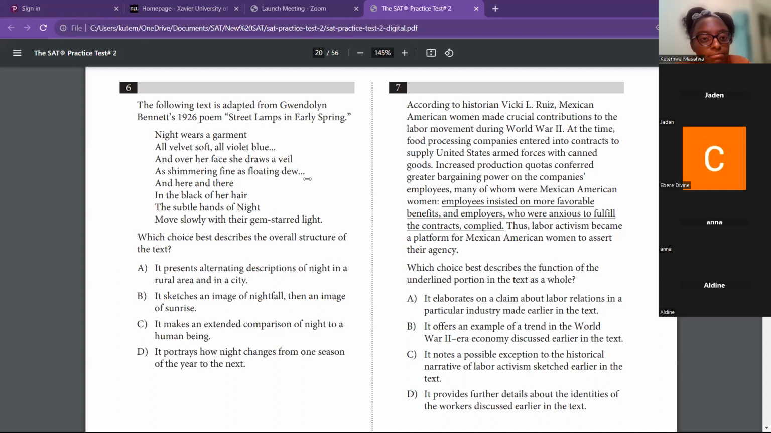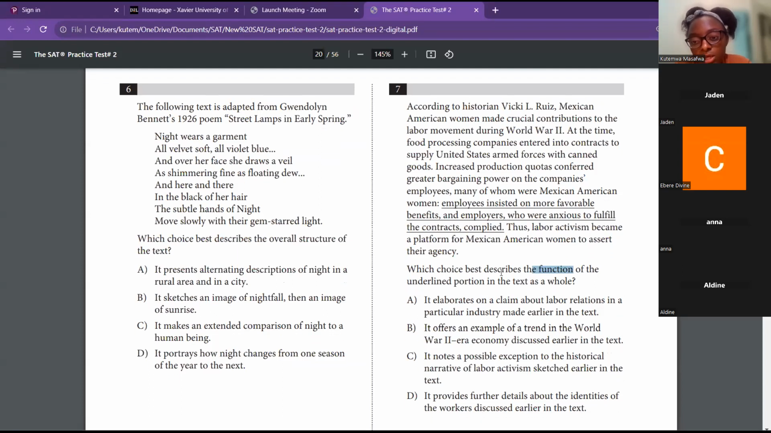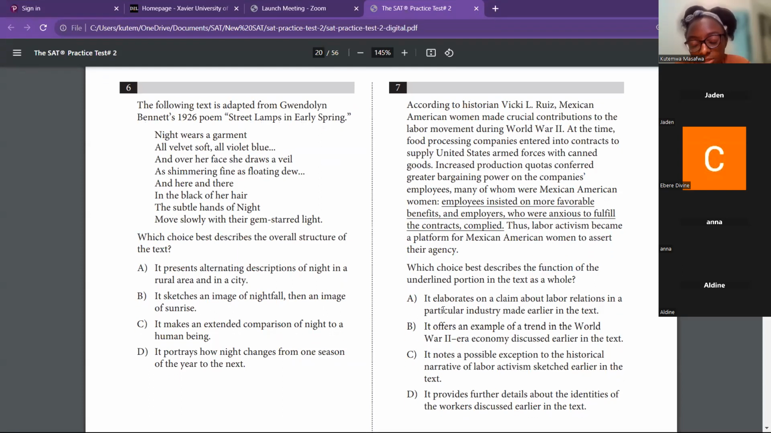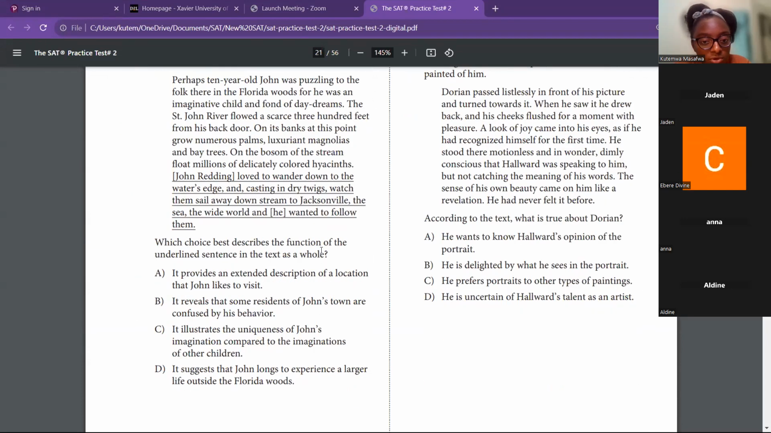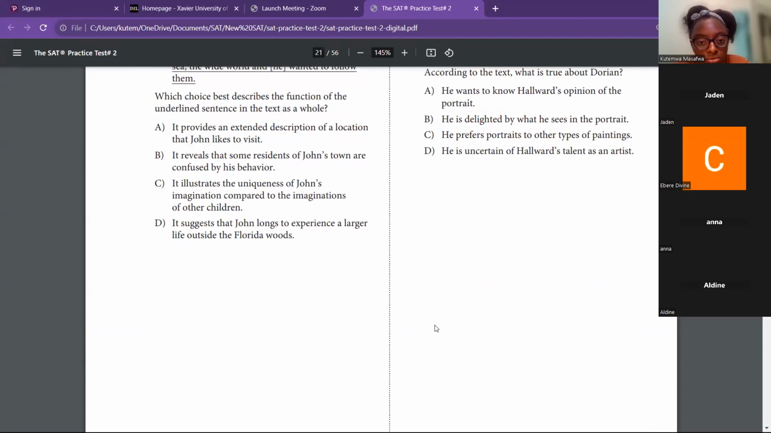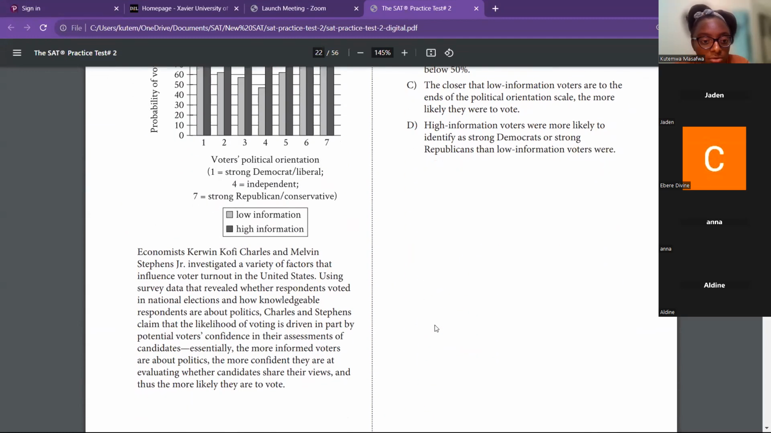Okay. So question 7 is function. There are always keywords that will tell you what type of question it is. So whenever you see function, it's a function question, which we'll do in the times to come in our reading sessions. Function as well. Okay. According to the text, what is true? This is a literal comprehension question. We'll skip it for now.